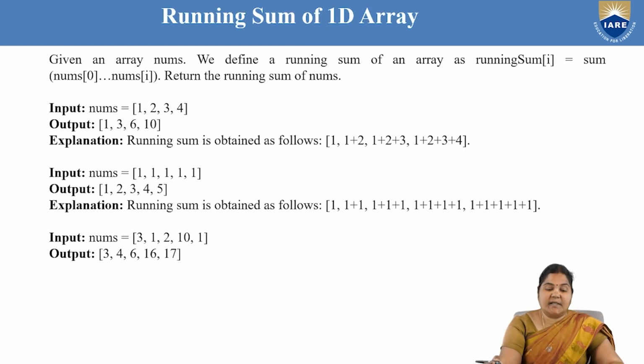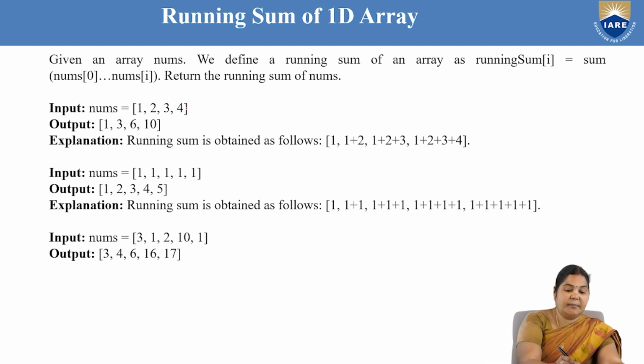Now, let us move on to the next question. The next problem statement is running sum of 1D array. Given an array nums, we define a running sum of an array as runningSum[i] equals the sum of nums[0] up to nums[i]. Return the running sum of nums. For example, if my nums array contains 1, 2, 3, 4.